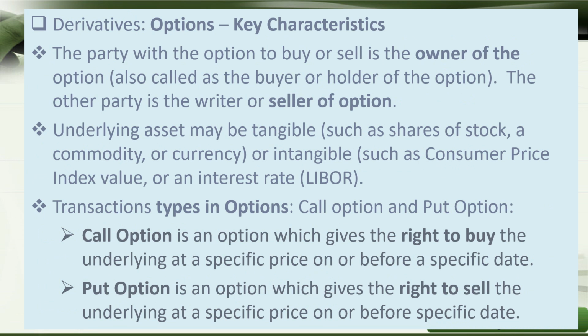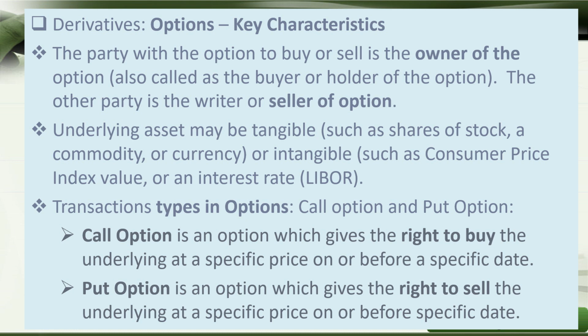Now let us understand certain key characteristics of certain terms involved. The party with the option to buy or sell is the owner of the option, also called the buyer or holder of the option. That means an option can be a buy option or sell option, that means call option or put option. If you are buying that option, you are the buyer of that option. And the seller is the writer of the option. Underlying asset may be tangible or intangible. Tangible such as stock or commodity or currency. Intangible can be a consumer price index or LIBOR, like market interest rate, prevailing interest rate.